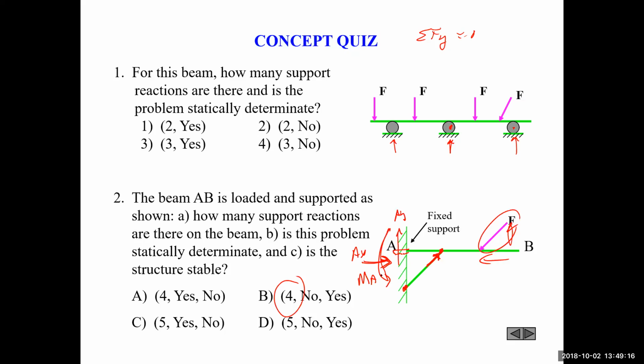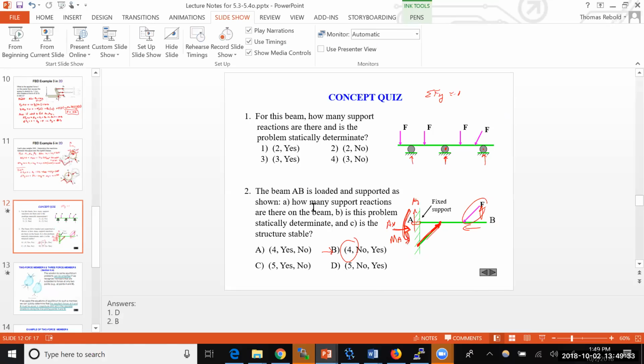Like that other problem, you could have a moment, or if this is taking up all of the tendency to rotate, then you might not need an MA there. So the answer is B, tricky one. And let's see if the answer for 1 is meaningful. The answer for 1 is D. In other words, it is not determinate. And I think it's because the forces are all in parallel.